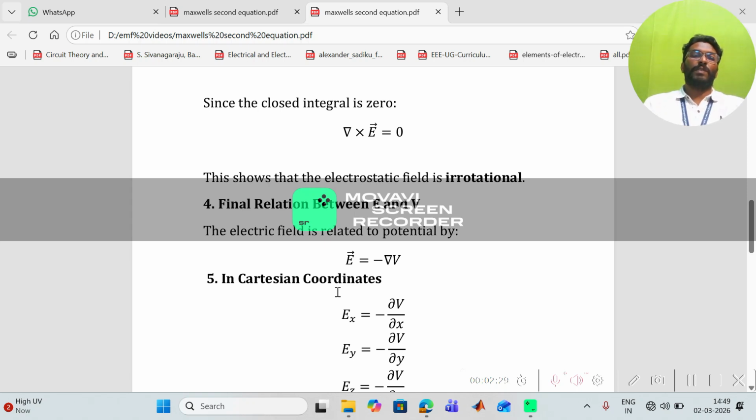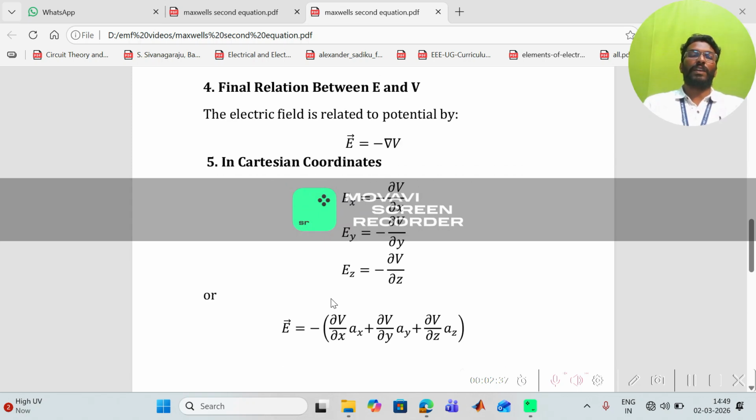So the final relation between E bar, electric field intensity, and potential is E bar is equal to minus del V. In Cartesian coordinates, we can write it as Ex is equal to minus dou V by dou x, Ey is equal to minus dou V by dou y, Ez is equal to minus dou V by dou z. Or we can say E bar is equal to minus of dou V by dou x into Ax plus dou V by dou y Ay plus dou V by dou z Az. So we can say here the electric field intensity is equal to the negative gradient of the potential.